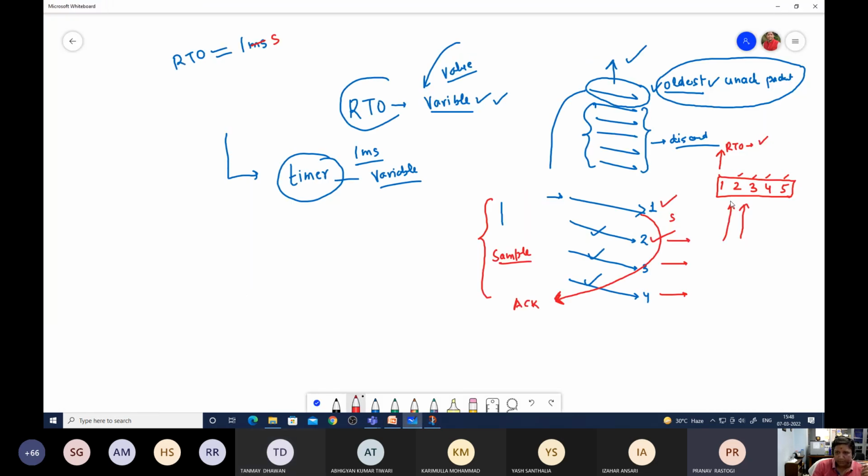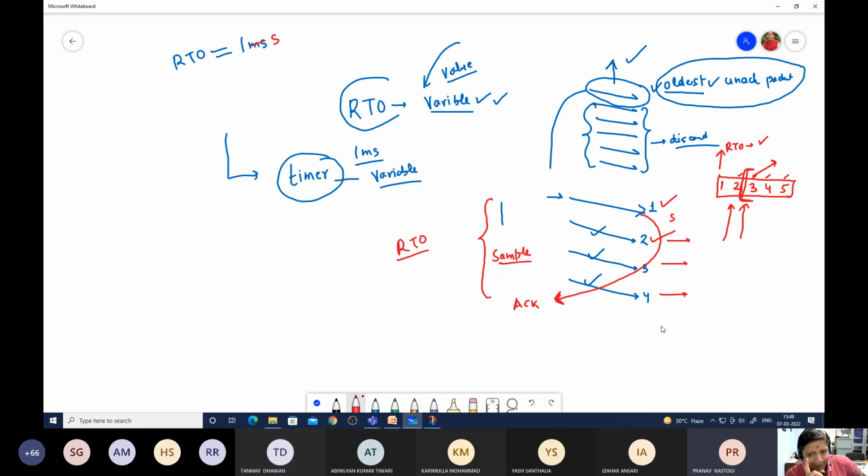Suppose you get the acknowledgement for the second packet. Fine. So you get the acknowledgement for the second packet. The window will start from here. Okay. अब 3 से शुरू होगी. But RTO वैल्यू भी मिल गया दूसरा. इसके लिए टाइमर फिर से शुरू हो जाएगा 3 से.